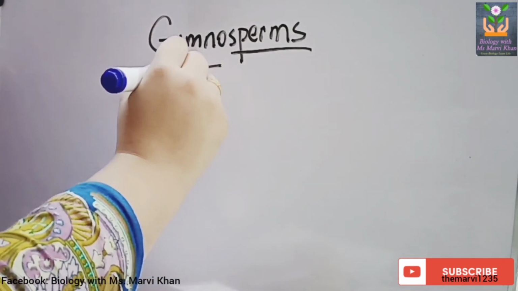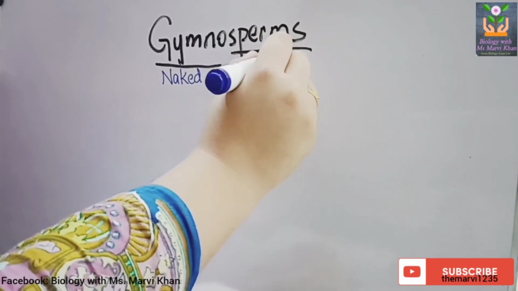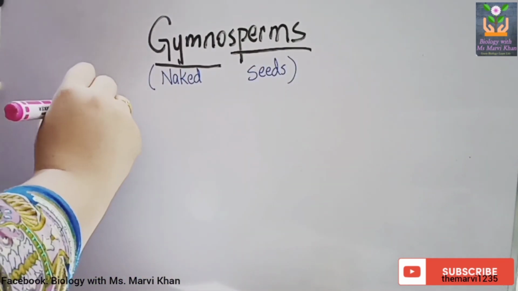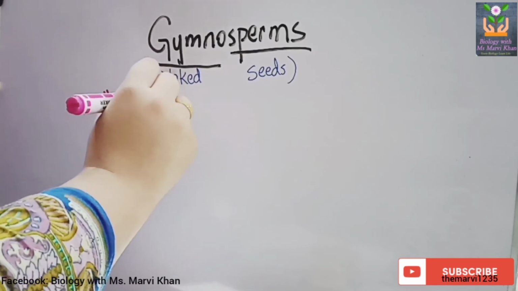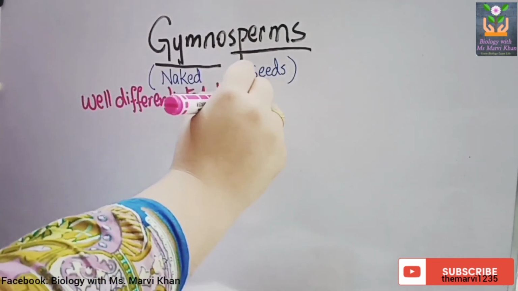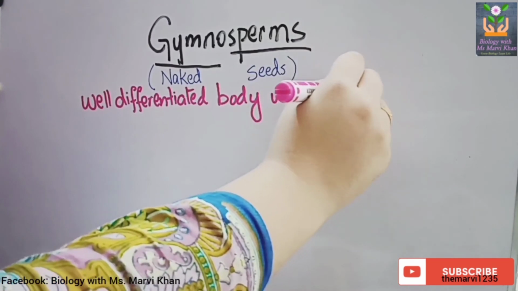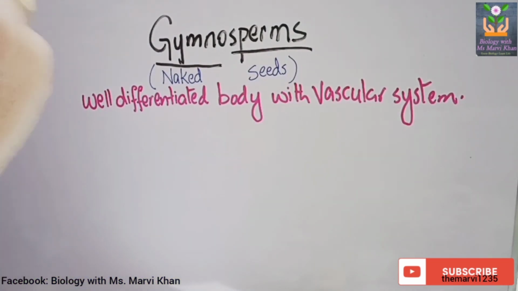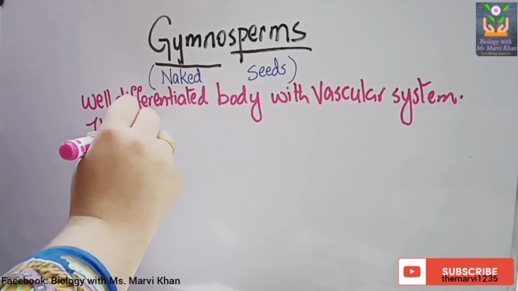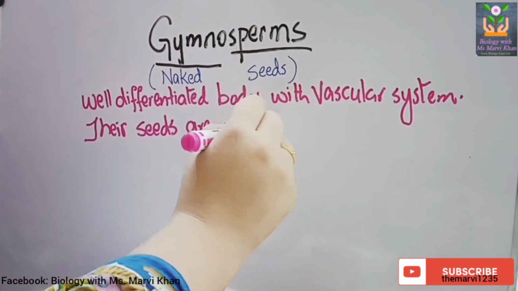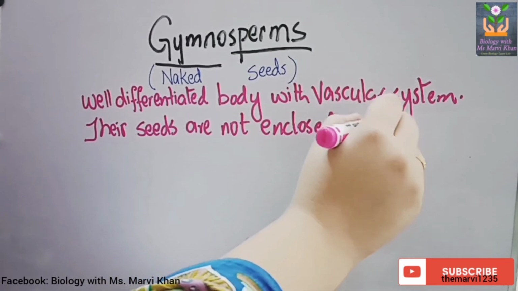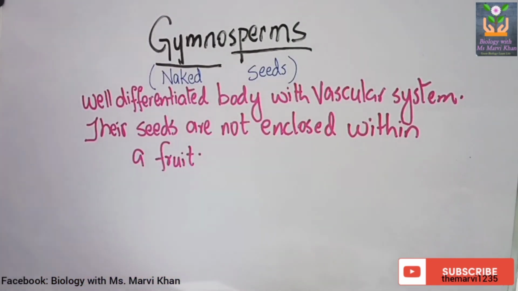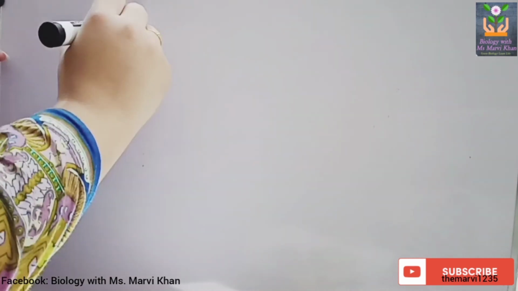Now let's come to Gymnosperms. The word gymno means naked and sperm means seed. This means that they have naked seeds. Their body is well differentiated and they have a vascular system. Their seeds are not enclosed within a fruit. That is why we call them plants with naked seeds.